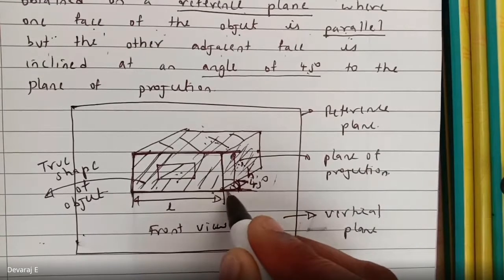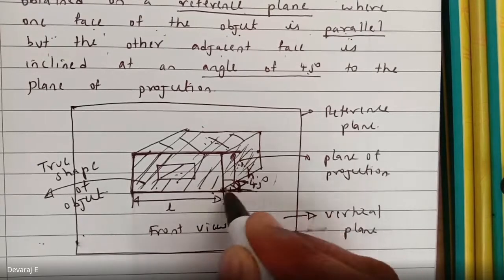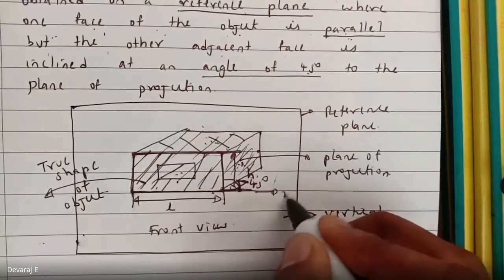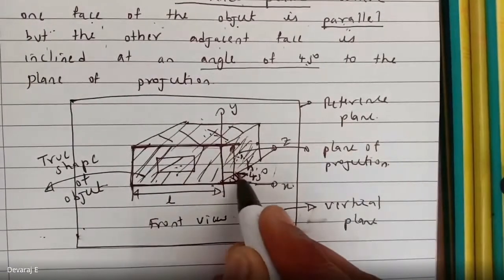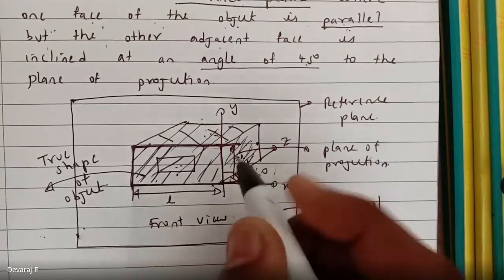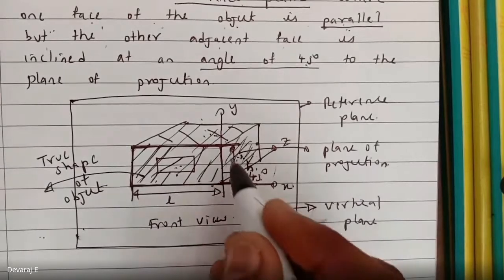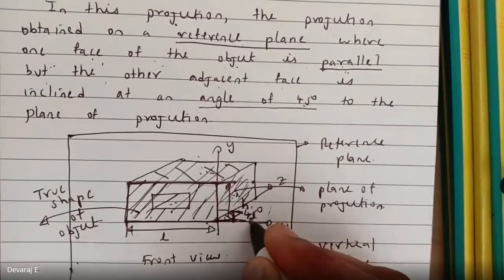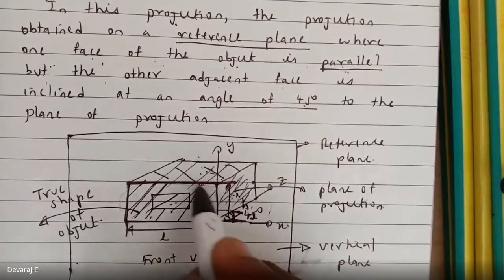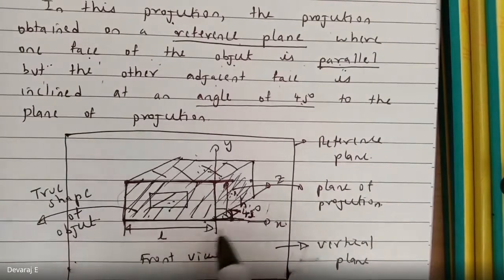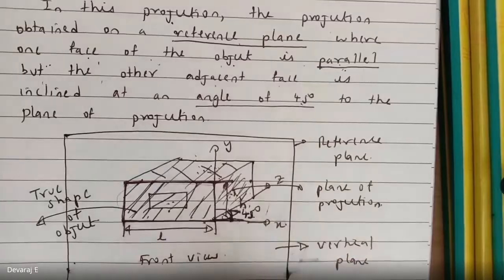Assume this is the x direction, this is the y direction, this is the z direction. The angle between x and z will be 45 degree. Likewise, if you measure the other pair, again you will get 45 degree. So the adjacent faces' angle will be 45 degree. This is the definition. One of the faces will give the true shape of the object, and the adjacent faces will be at 45 degree.